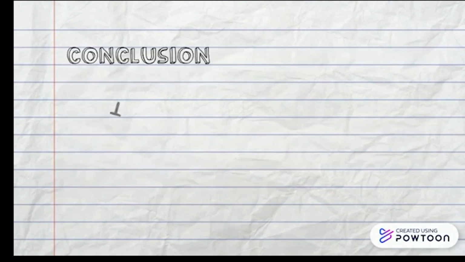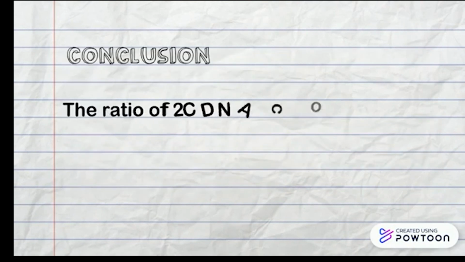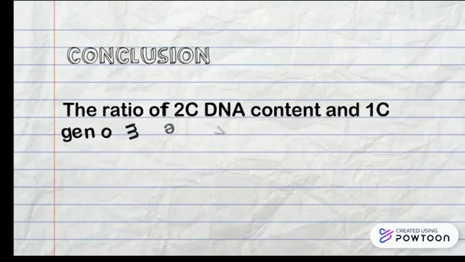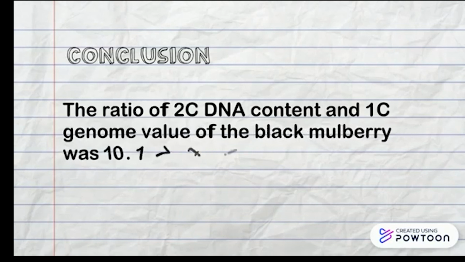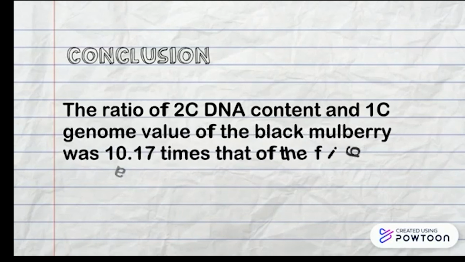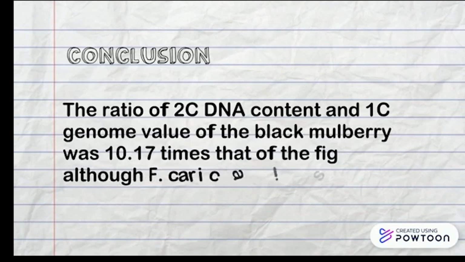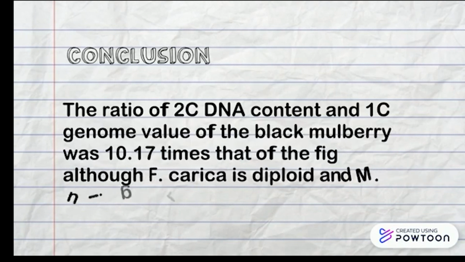Conclusion: the ratio of 2C DNA content and 1C genome volume of the black mulberry was 10.17 times that of the peak.